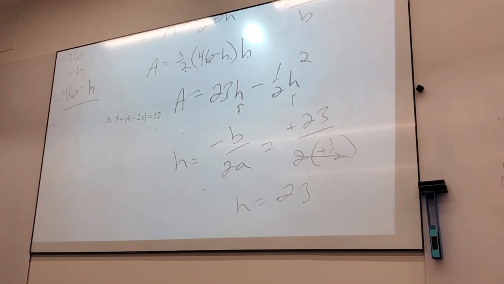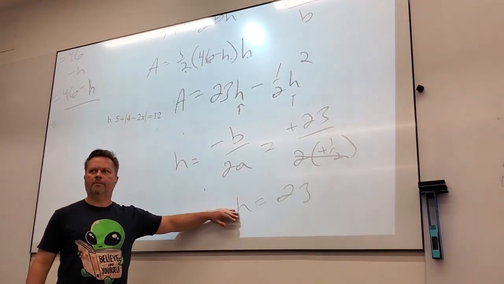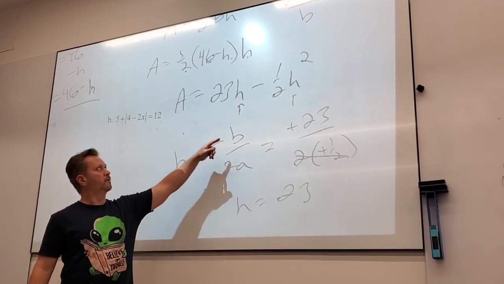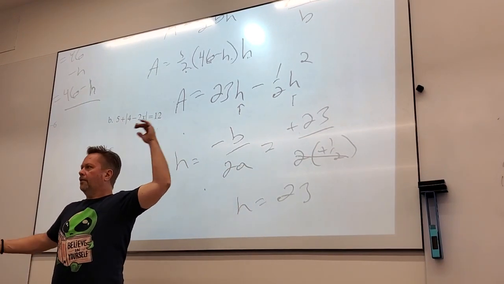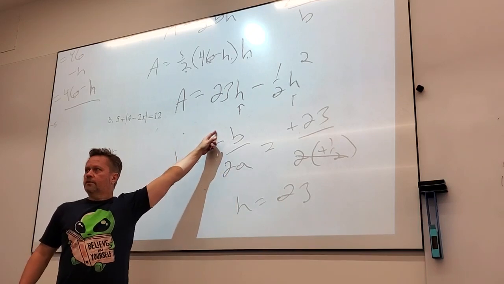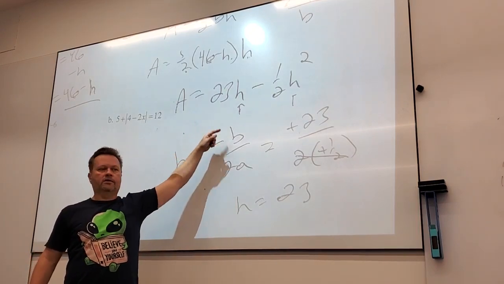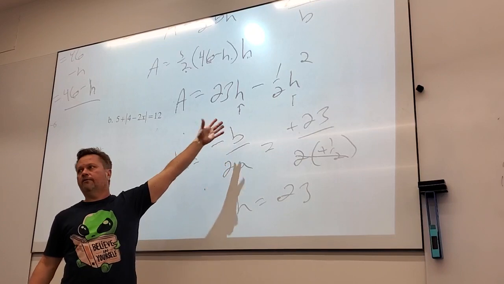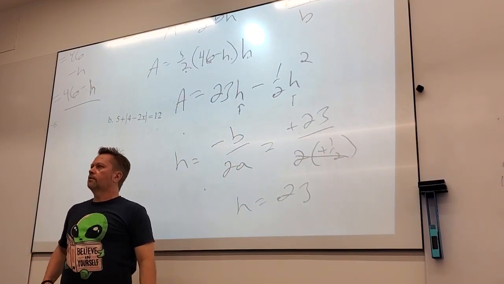What's the question asking for? Maximum area. This is where the maximum area happens. How do I get the maximum area? Plug it into the area formula, right? You guys with me? Don't I have an area formula right there? So if I know h, I can plug it in and figure out what the area is. You know that a was 1/2.